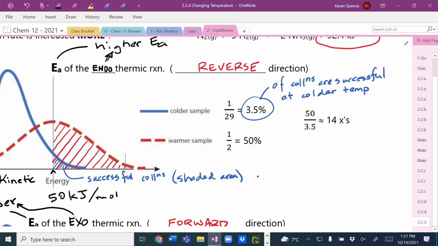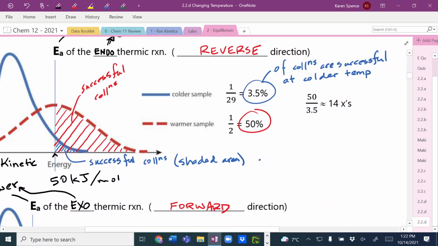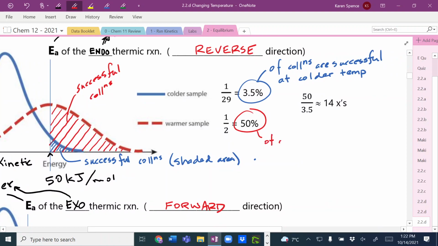So we only had 3.5% of collisions which were successful at a colder temperature. At our warmer temperature, though, now we've got our red shaded area, and this one was really easy for me to estimate. I'm like, oh, that looks like about a half. Yes? So I was like, okay, great, that's 50%. So 50% of collisions are successful at the warmer temperature.